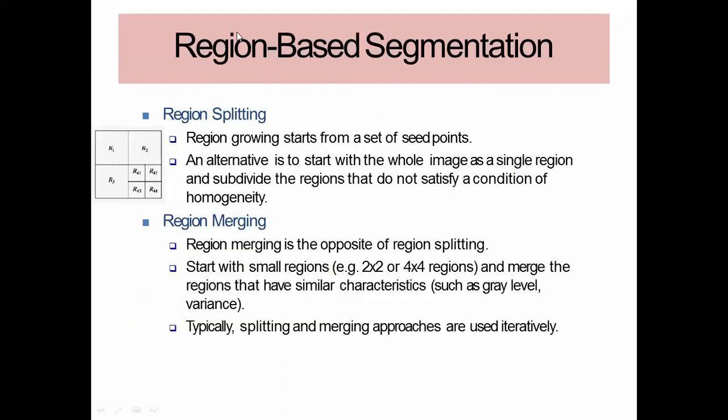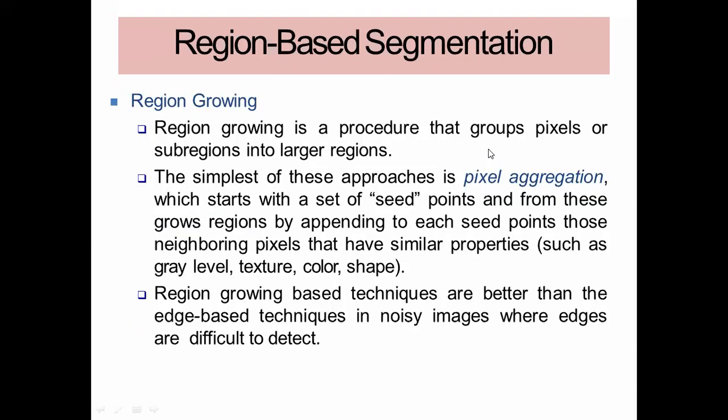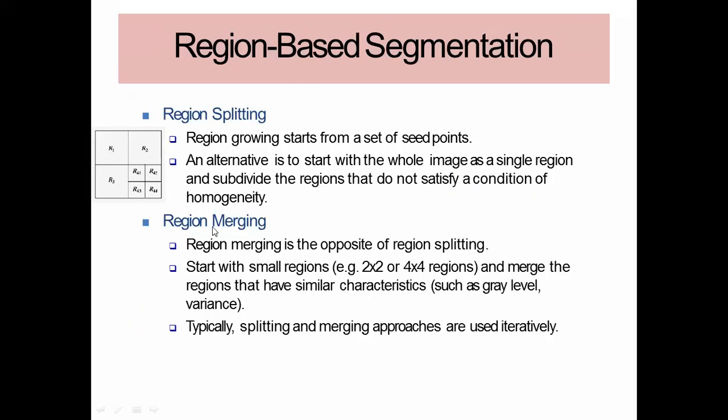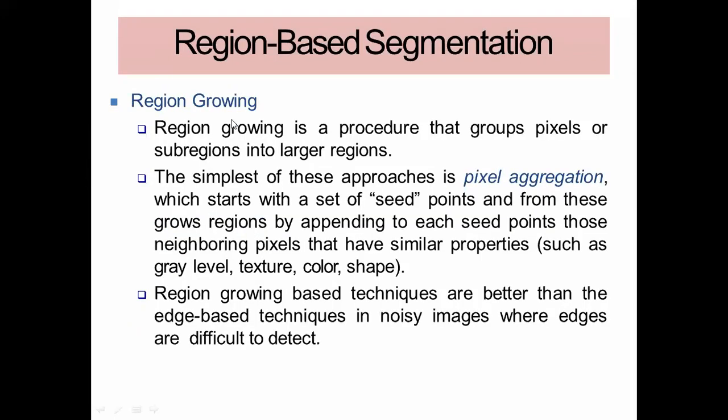So this is region-based segmentation, where we have region growing, region splitting, and region merging. Region growing is the procedure where groups of pixels or sub-regions are grouped into larger regions. This is what we have learned in image segmentation and morphological operations. So these were the points for today's lecture. Here I think we completed the fourth one as well.